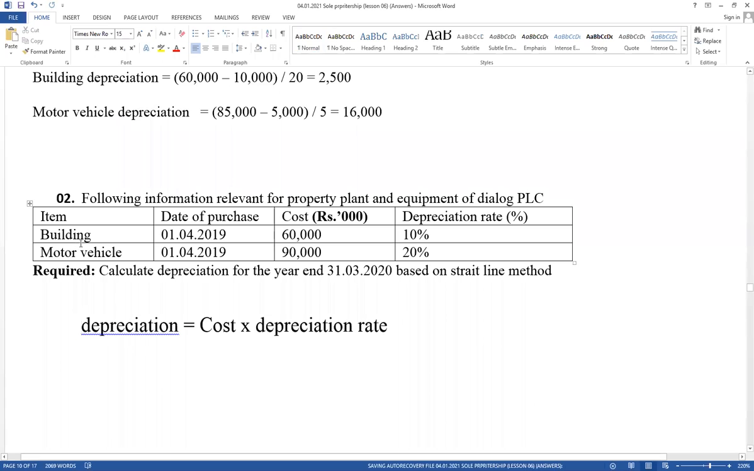Motor vehicle and building depreciation, they ask. Our accounting period ends at the end of the year, 31st March 20. This is the financial accounts. It started 1st April 19. Assets were purchased at the beginning of the year. Therefore, those assets were available the entire year. Sometimes it has given purchase in the middle of the year.